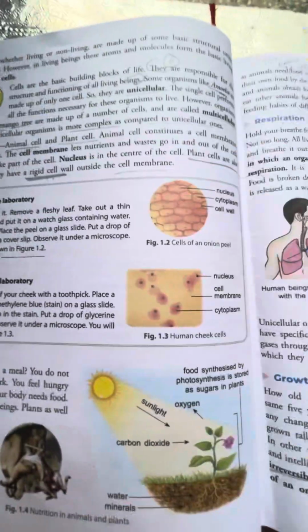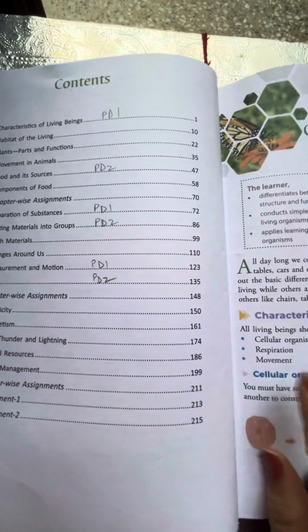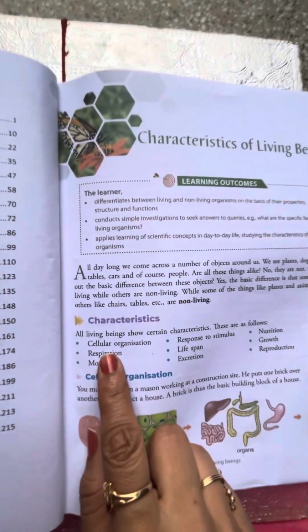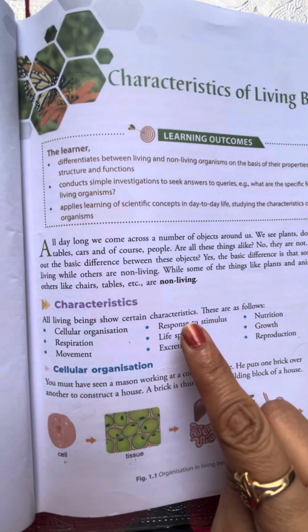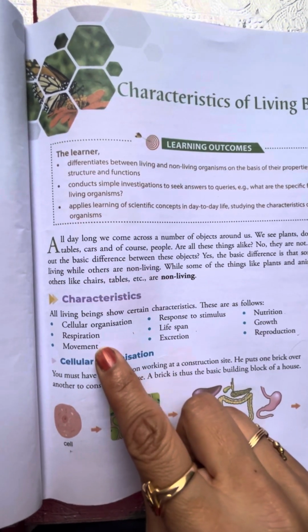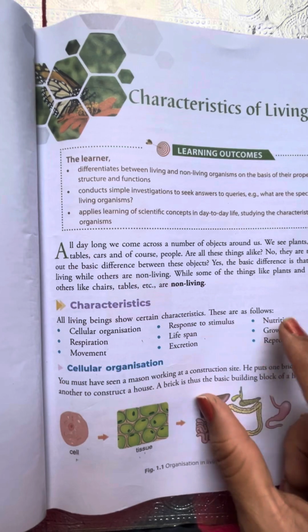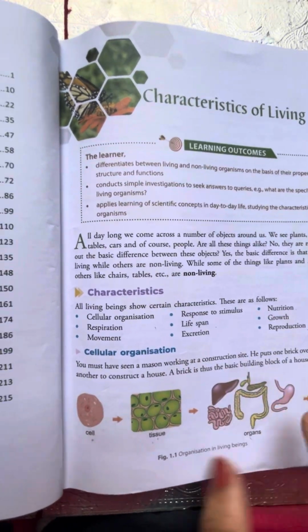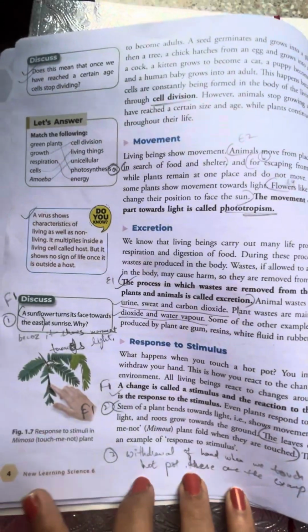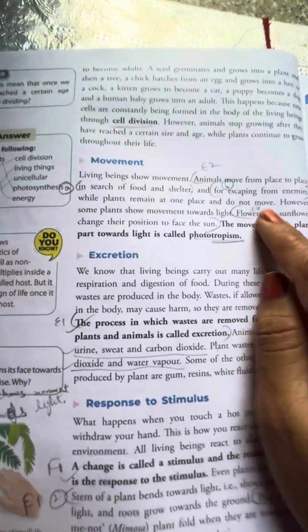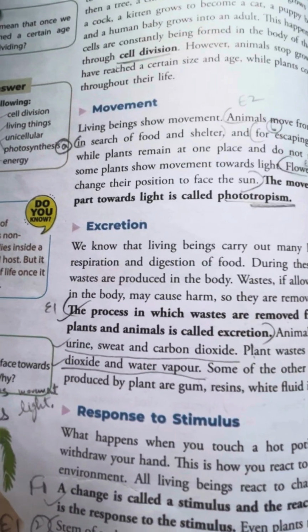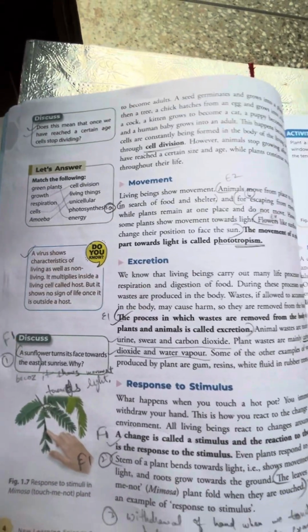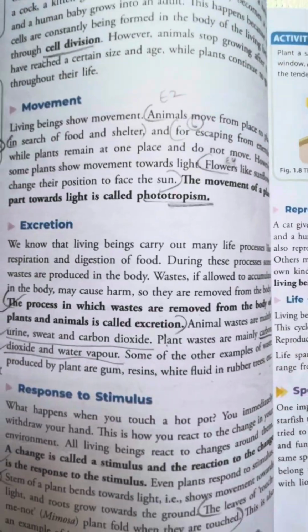Complete, revise these characteristics: cellular organization, respiration, movement, excretion, nutrition, growth. Okay, up to page number 4. You have to revise all these points and try to answer these questions. Okay, thank you. All the best.